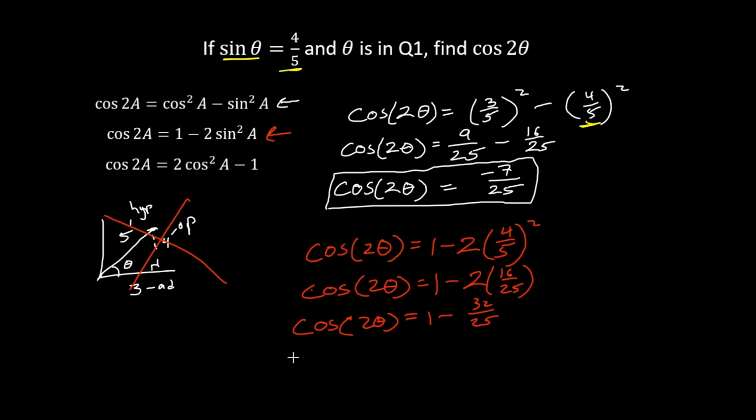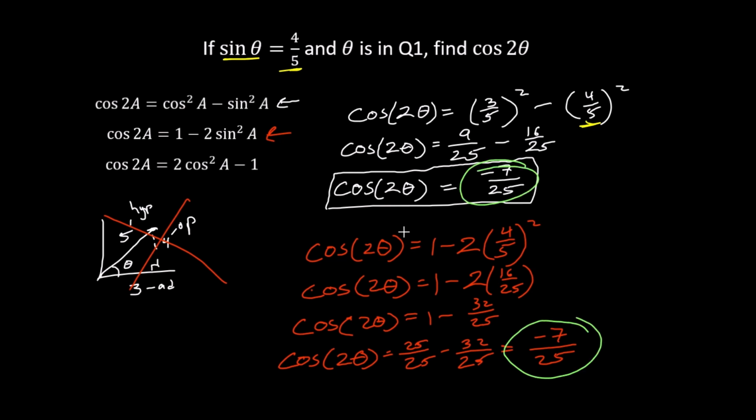Well, now we've just got to subtract a fraction and a whole number. Cosine of 2 theta is equal to 25 over 25 minus 32 over 25. Well, 25 minus 32 is also negative 7. Keep those denominators. In both cases, we've discovered that the cosine of 2 theta is negative 7 over 25.